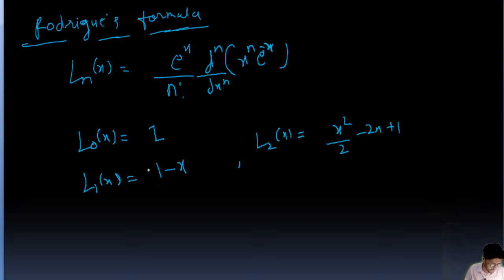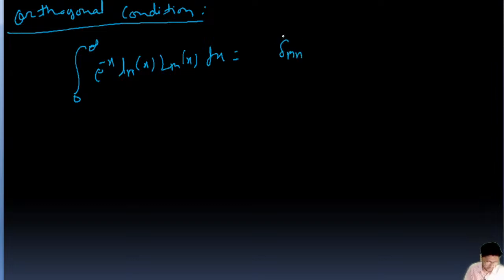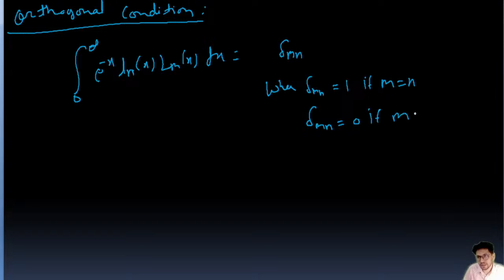Now the orthogonal condition for this Laguerre differential equation. That is going to be the integral from 0 to infinity of e to the power minus x ln x into ln x dx equal to Kronecker delta mn, where delta mn equal to 1 if m equal to n, and delta mn equal to 0 if m not equal to n.